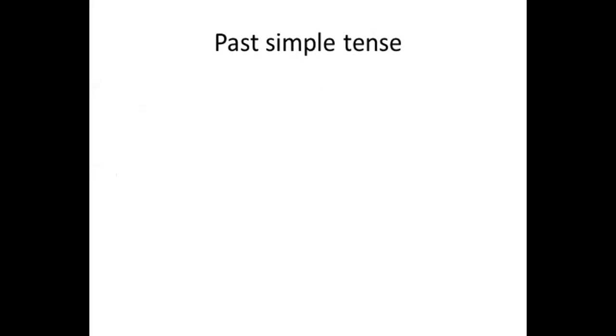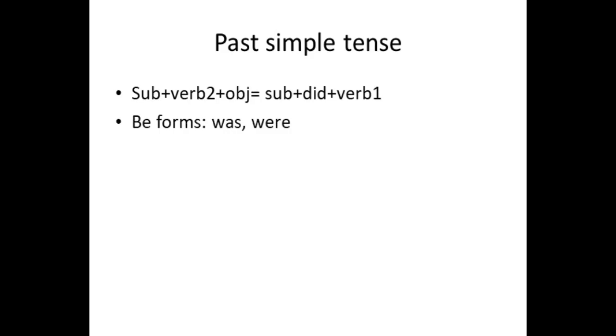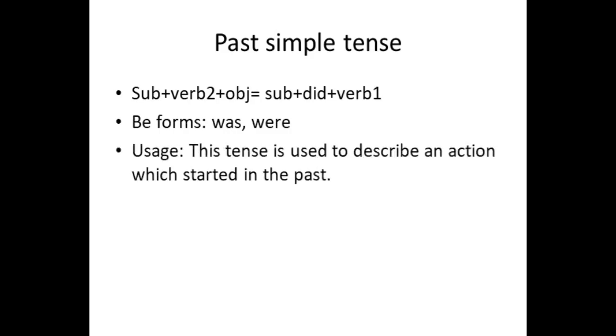Let's look at the past simple tense. The structure: subject plus verb 2 plus object is equal to subject plus did plus verb 1. Once again, look at the structure: subject plus verb 2 plus object. We can also write it like subject plus did plus verb 1. For example, you can write the sentence "I went" like "I did go." Be forms: was, were. Uses: this tense is used to describe an action which started in the past.